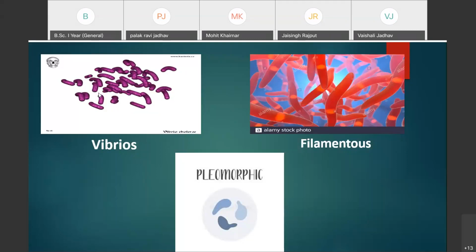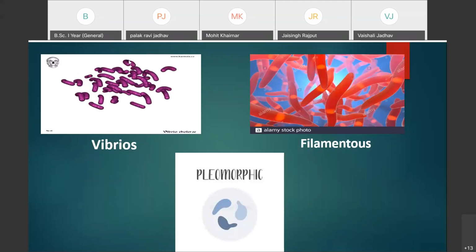These comma bacteria, or vibrios, have a single flagellum at the tip. Here the flagellum does not appear, but generally in comma bacteria a single flagellum is present at the tip. An example of the vibrios or comma bacteria is Vibrio cholerae, which is responsible for cholera.